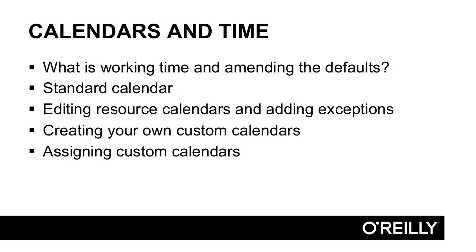We then explored calendars and time, so how Microsoft Project deals with working time and how you can amend those defaults so that a working day isn't always 8 hours long and a working week isn't always 40 hours long. The standard calendar and how that controls the availability of your resources, and how to edit that calendar and edit the resource calendars because each work resource gets its own calendar. How to add in exceptions for when people are unavailable, either because of holidays or sickness.